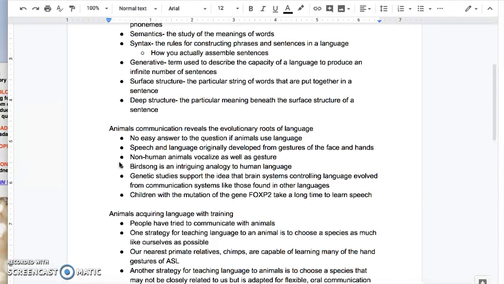So this would be like if a child was talking and said something like, let's see here. So if they say "me want that," that's the surface structure. But a parent would actually know the deep structure, that the child wants something.